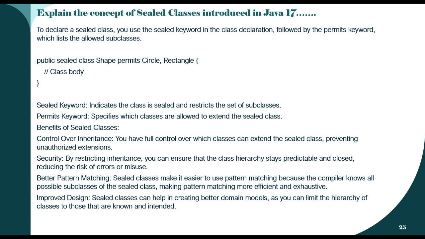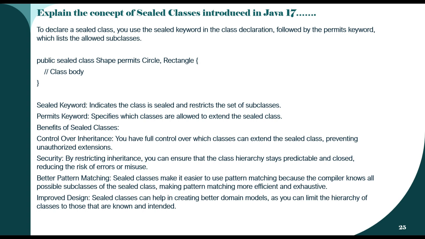Now, the first thing is if you notice that there is a sealed keyword. Second, there is a permits clause, which will disclose which particular classes can extend it. Now, by having these sealed classes, what is the benefit? We have more control over the inheritance. You have security that there are no unpredicted things, or you cannot risk somebody misusing it, or some errors throwing up.